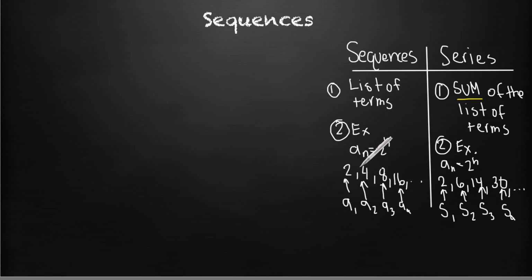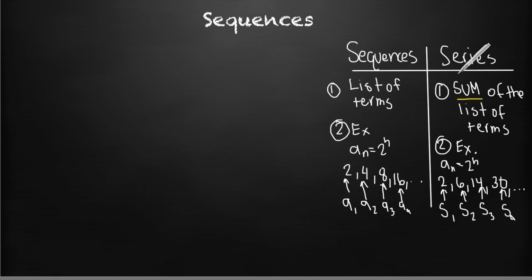An example would be a sub n is equal to 2 to the n, and n is the term number, and it normally starts at 1. So a sub 1 would be 2, and then 2 squared is 4, and then 2 to the third is 8, and you can figure out the pattern from there.